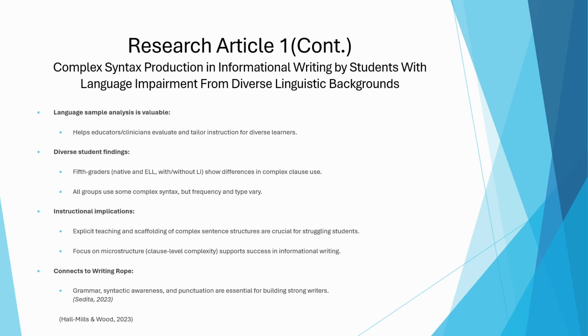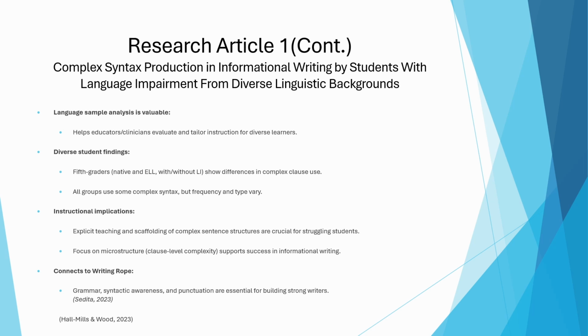The study goes on to provide a nuanced look at how students from diverse linguistic backgrounds use complex syntax in their informational writing. By analyzing the writing of fifth graders, including native English speakers and Spanish speaking ELLs, both with and without language impairment, the authors were able to identify patterns and differences in the use of conjoined, subordinate, relative, and complement clauses. The findings reveal that while all groups use some complex syntax, there are notable differences in the frequency and type of complex clauses used, especially among students with LI or limited English proficiency.